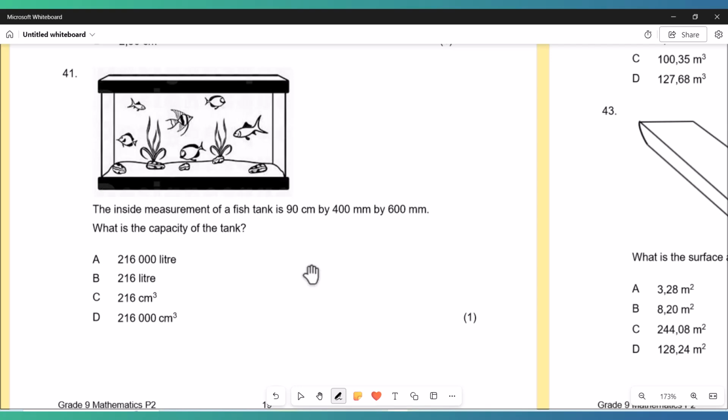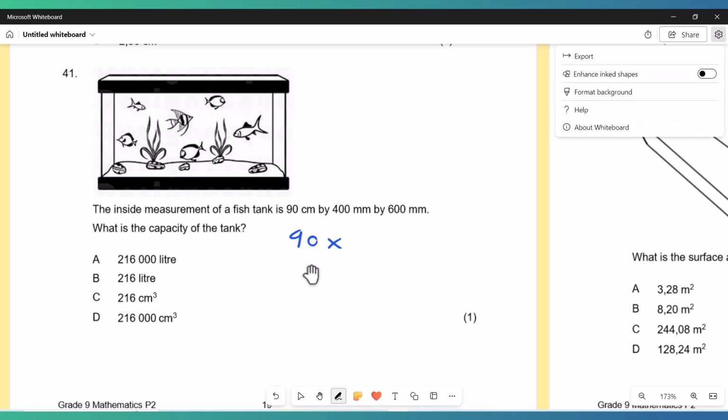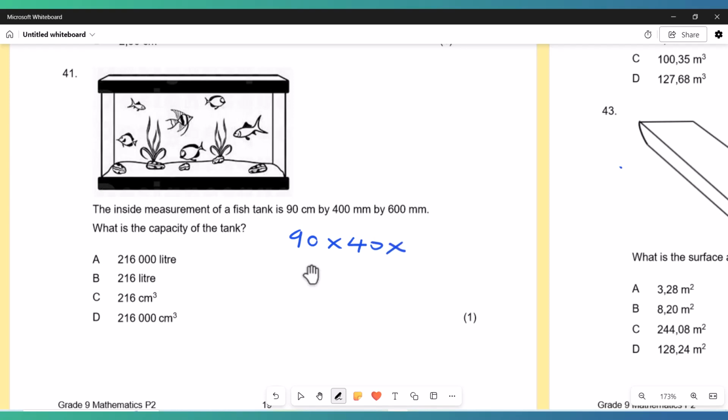So we have 90 centimeters multiplied by 40 centimeters, because I'm dividing by 10, converting from millimeters to centimeters, and times 60 centimeters. Okay, calculator. We have 90 multiplied by 40 multiplied by 60. It gives us 216,000. Now these are centimeters cubed.